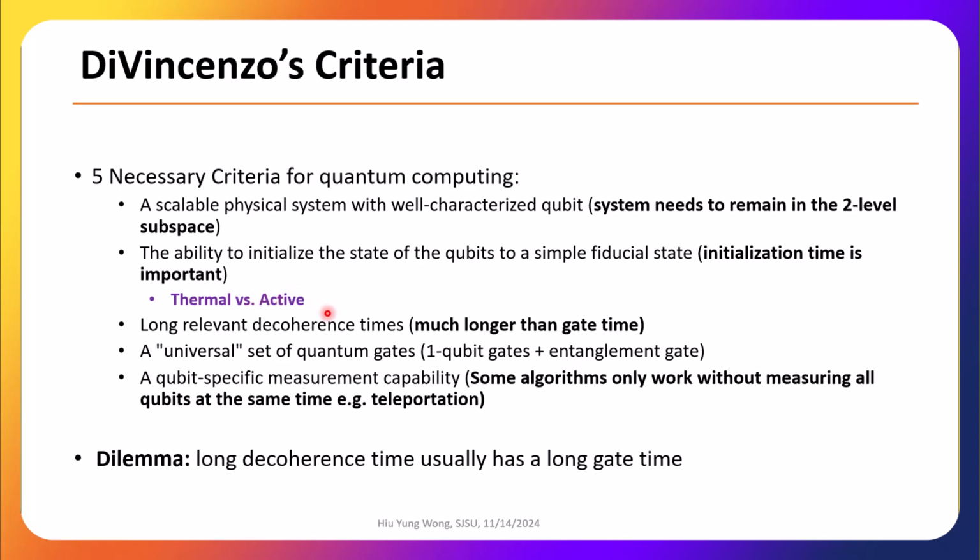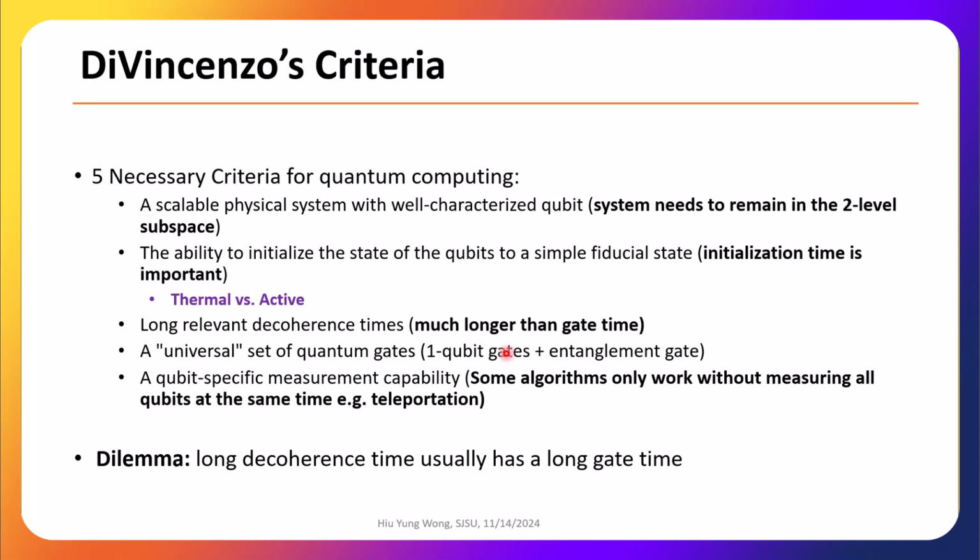This is not trivial because in many quantum algorithms, you need to do a lot of initialization. And if you need to take 1,000 seconds to do initialization, your quantum algorithm probably won't work. You need to have long decoherence time. You need to have a universal set of quantum gates, just like what we did in classical computers, right? For example, in classical computers, if you have a NAND gate, you are done. You can create any logic, right?